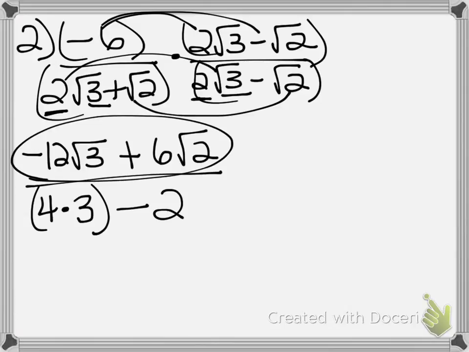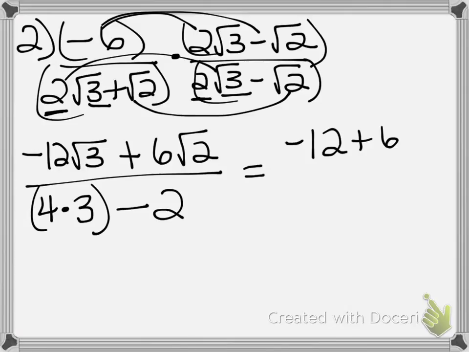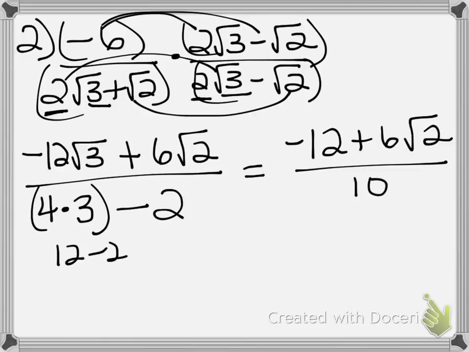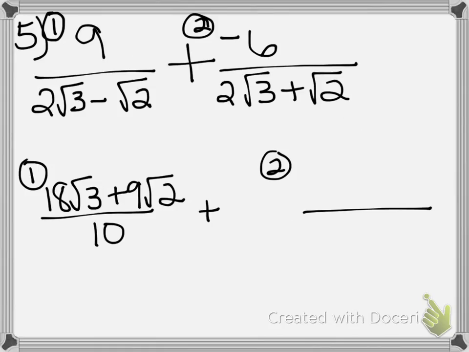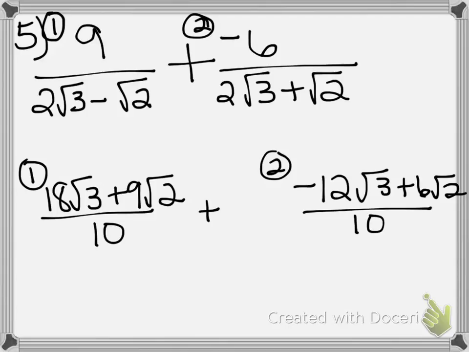So again, in my numerator, nothing that I can simplify, no like terms. So my numerator is going to stay as negative 12 plus 6 square root of 2 all over, and then this is going to be 12 minus 2, which is 10. So again, notice these 3, normally I'd look at it and be like, oh, they all have 2 in common, let's reduce. Not in this case, because this is not my final answer. I still have to add it to my part 1. So this is going to be my answer to part 2. So let's go back here and let's write in that answer of negative 12 square root of 3 plus 6 square root of 2 all over 10.